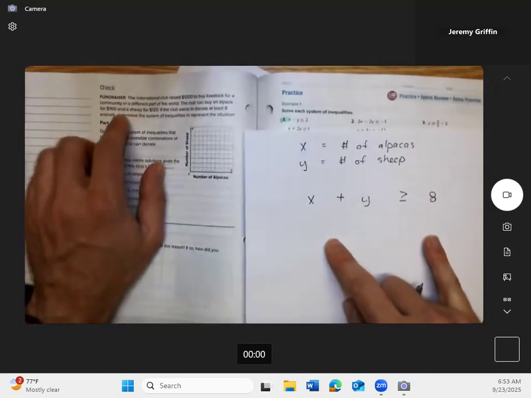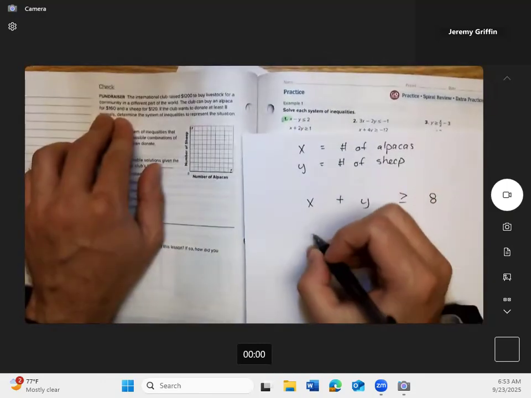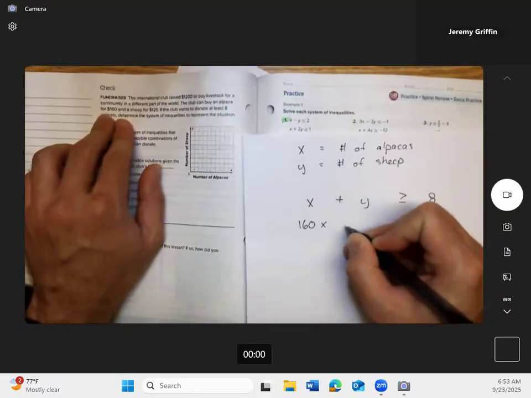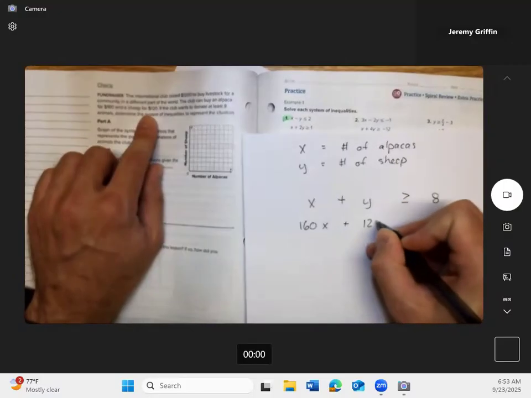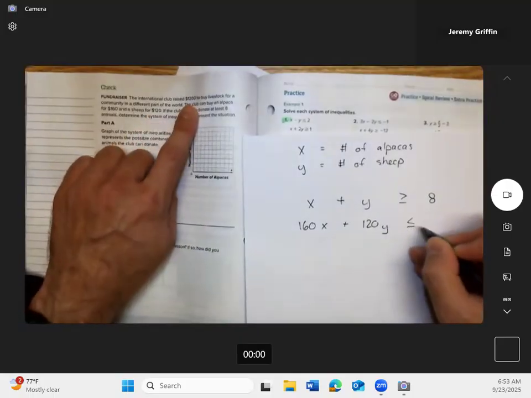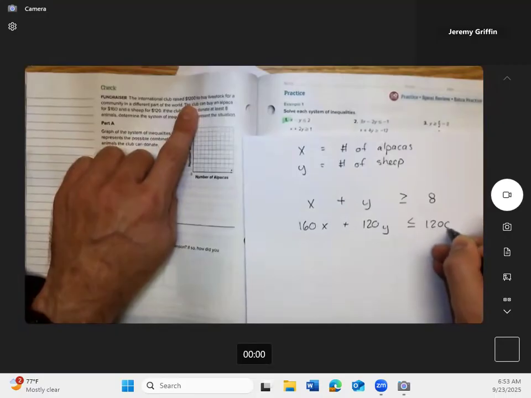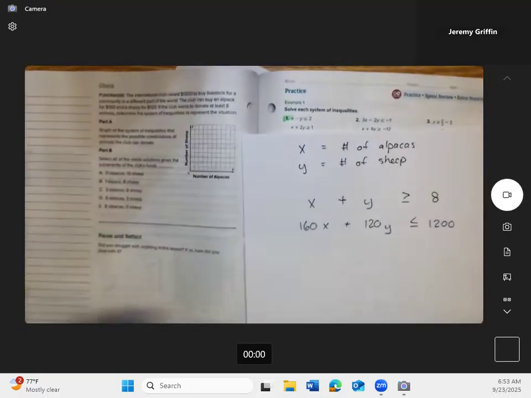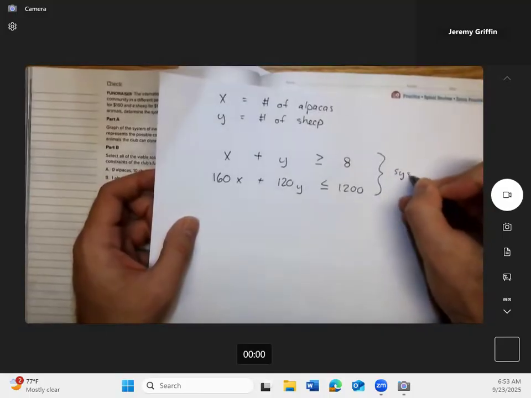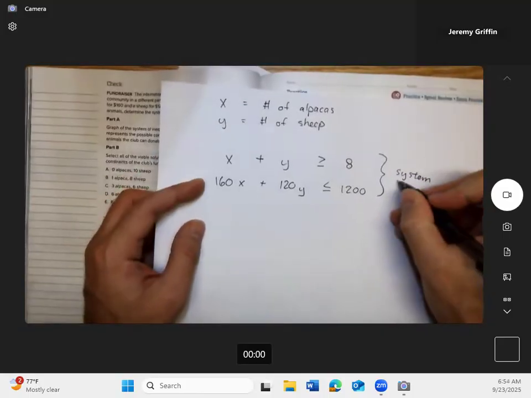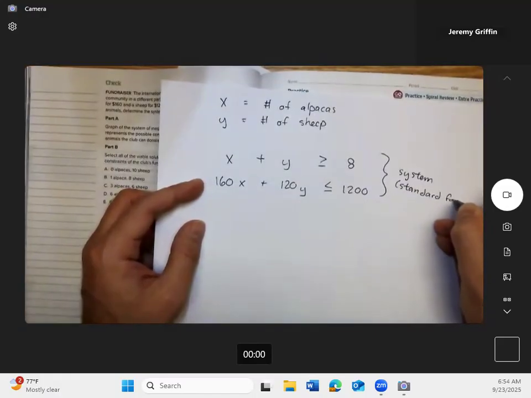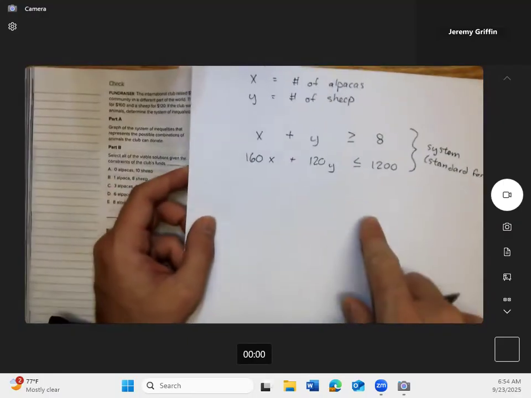The other condition is $160 per alpaca times the number of alpacas, plus $120 per sheep times the number of sheep. That's got to be less than or equal to $1,200 because that's all their budget can afford. So here's your system. Now this looks like standard form, doesn't it? Standard form.